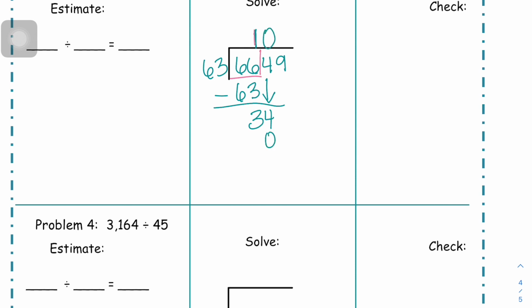Now there's a couple ways you can do it. You can just do 34 minus 0 equals 34. Then bring down your 9. Or you could skip this 34 and 0 step and just put your 9 right beside the first 34. It's totally up to you. So now I have to think, how many times will 63, I'm going to think of it as 60, go into 300?